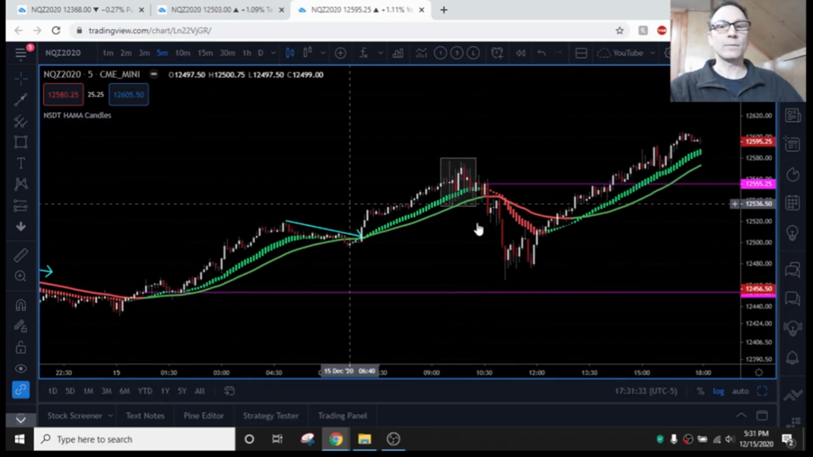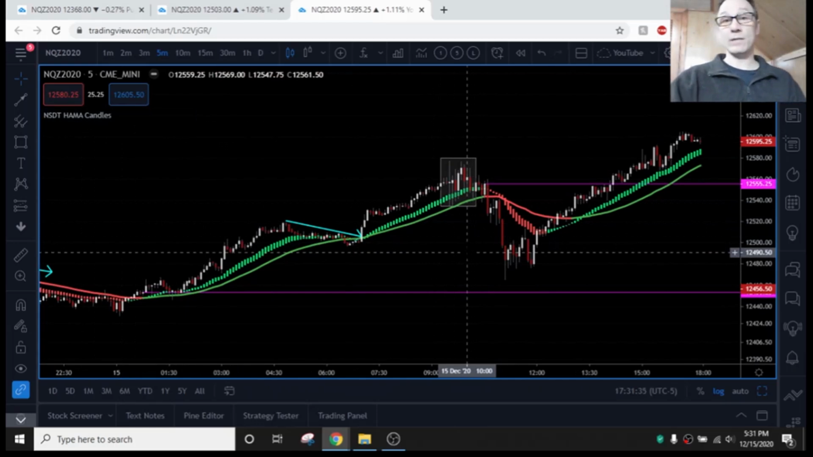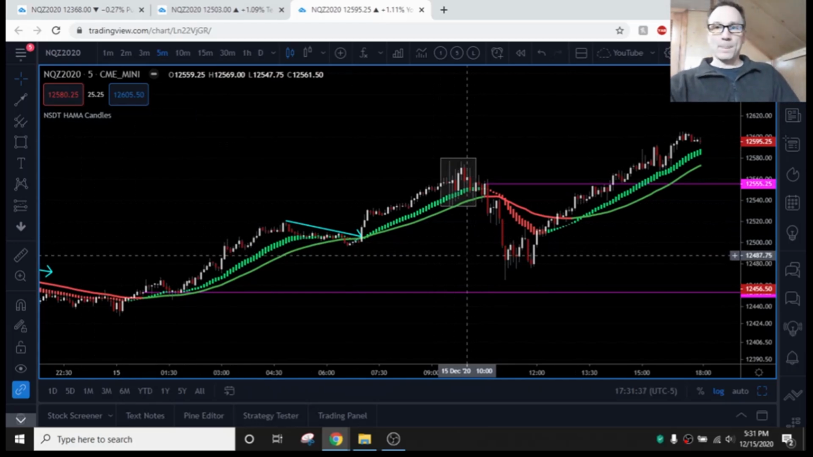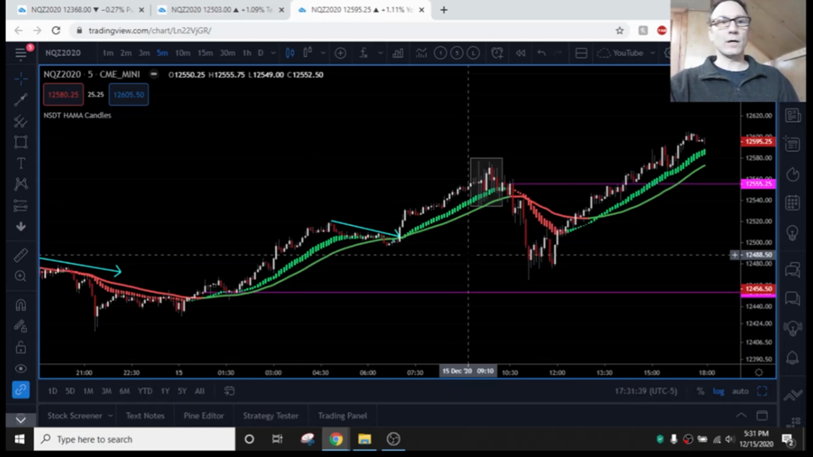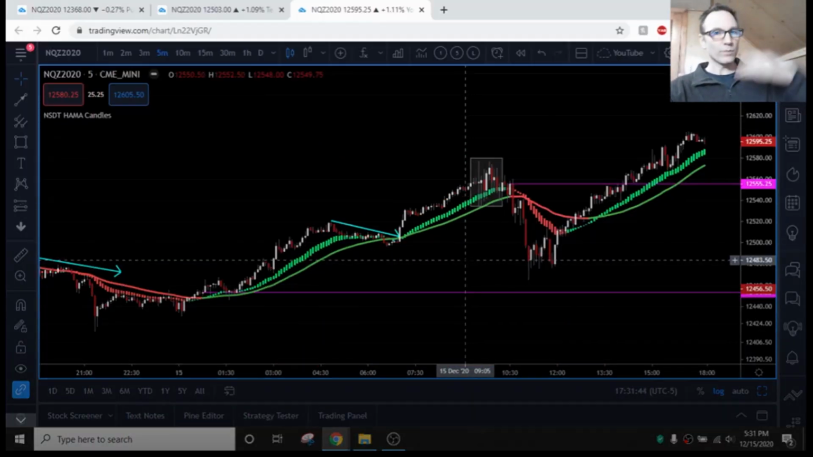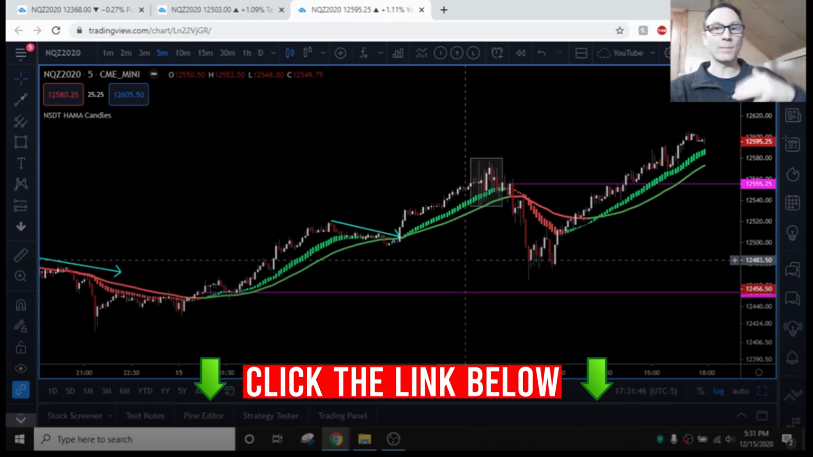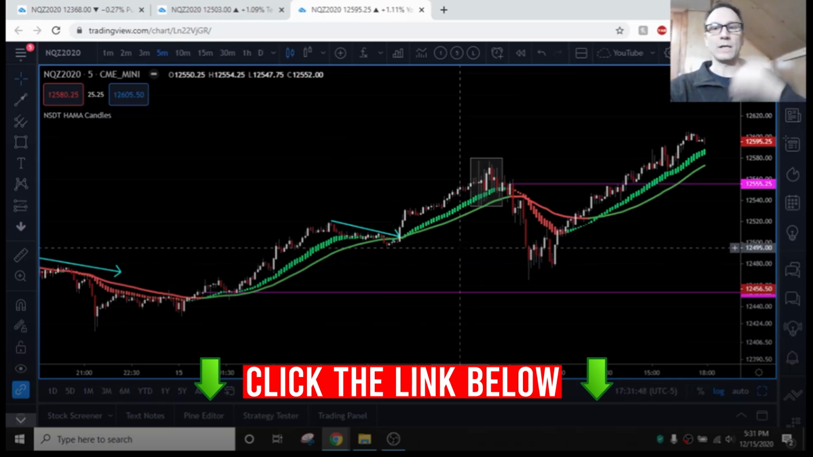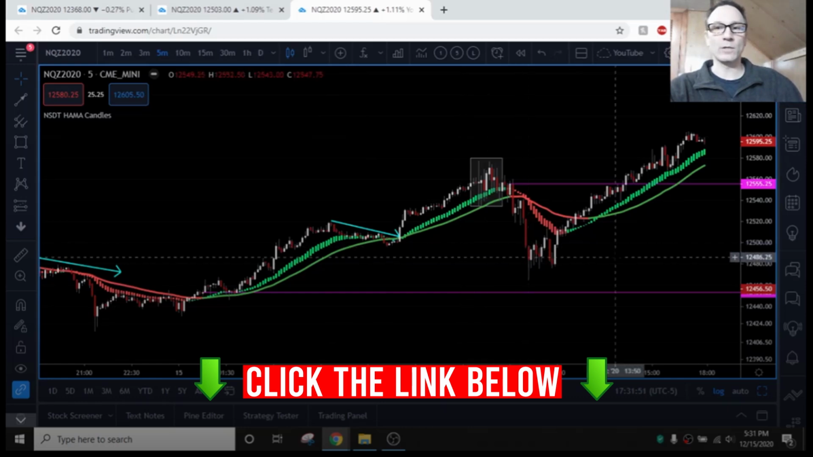So they're called Hama. Take a look at your platform, your provider, and see if that's available to you. Make the adjustments according to the instrument, according to the volatility. You can change each one of those moving averages independently and apply it. And hopefully you get some good results with this.